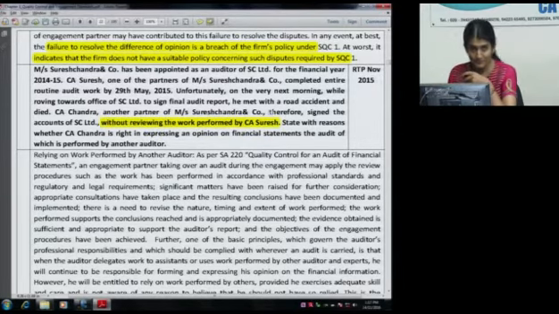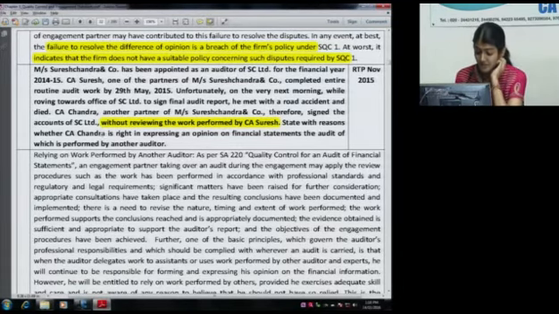Chandra, another partner of the firm, therefore signed the accounts of SC without reviewing the work performed by Suresh. Can one partner of the firm sign on behalf of another partner of the firm? Yes, one partner can sign on behalf of another partner, but not without reviewing the work performed. All the cream matters, whatever cream matters we talked of, at least those matters should have been reviewed by Suresh before signing the report.